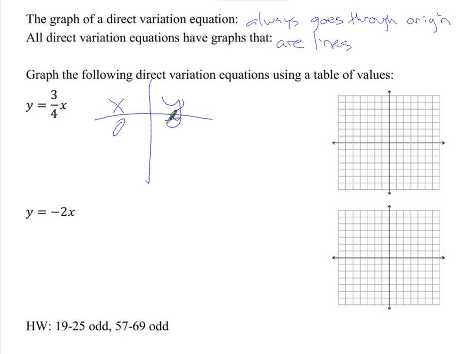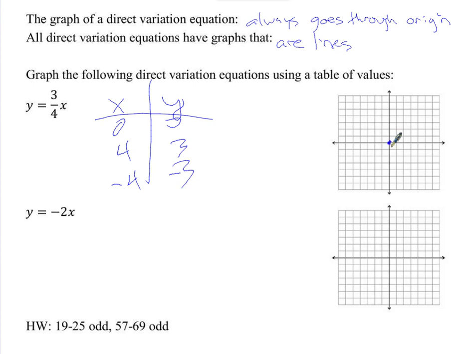Why? Because we have that fraction. So let's pick smart numbers, easy smart numbers, which would be numbers that are divisible by 4. So how about 4? And maybe we could go 8, 12, 16, but we could also go -4. Easy numbers do not necessarily mean 1, 2, 3. If I plug in 4, what do I get? 3. If I plug in -4, what do I get? Okay, so now we have 3 easy points to graph.